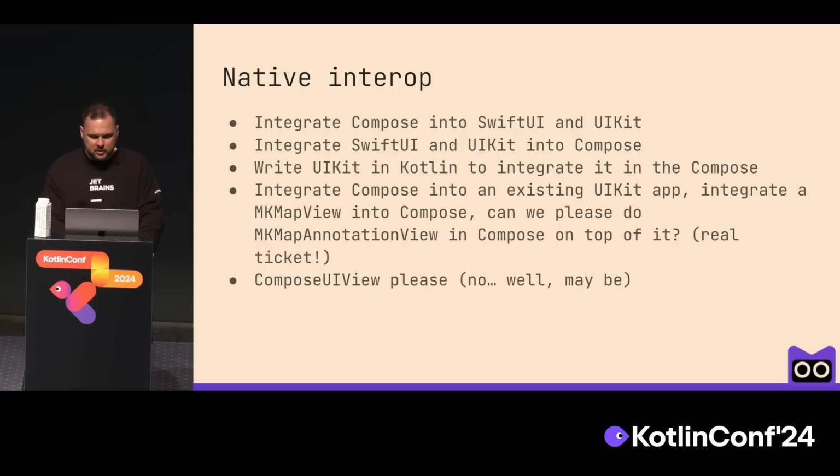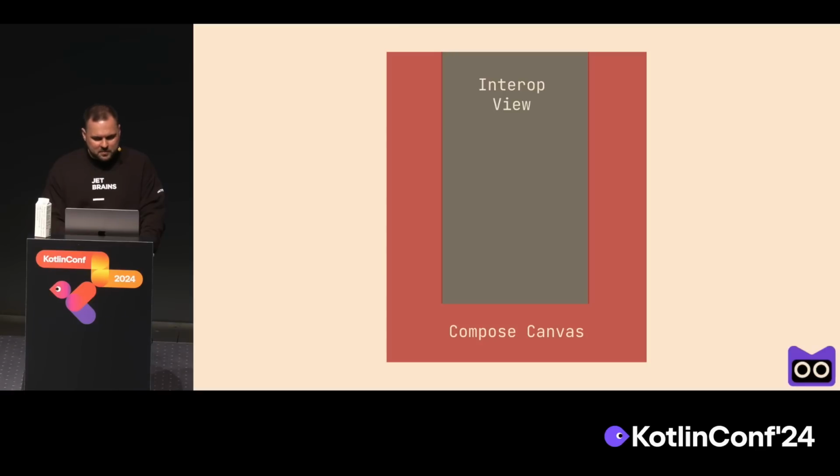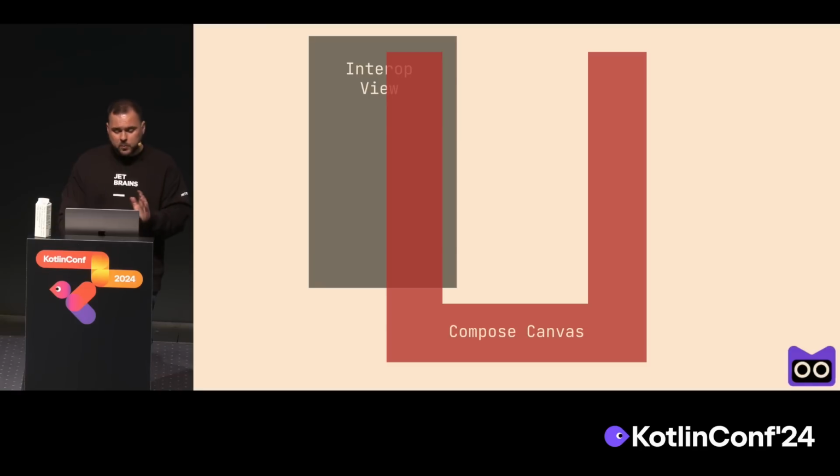No, well, maybe. So let's say you want a native interop view in your Compose app. Basically, we have some canvas and there's some interop view on top of it, as you can see. But what we do is we cut a hole using the transparent pixel in our Compose canvas. So interop view actually shines from behind. Why, you ask, why don't we actually put it on top? Like, it makes more sense.